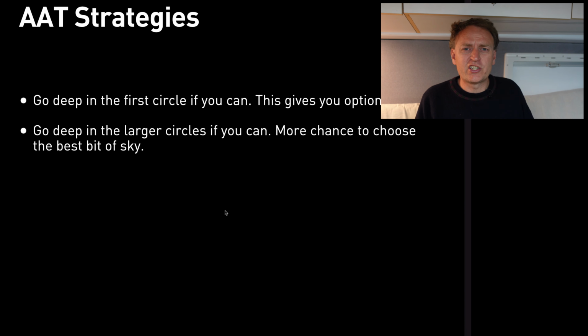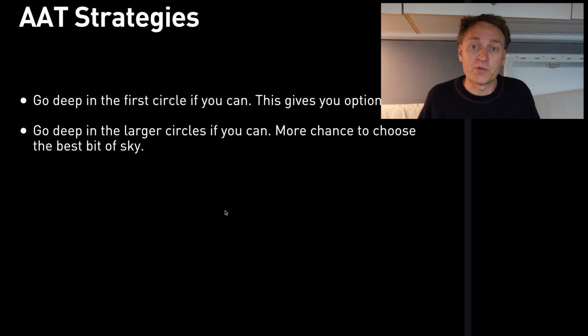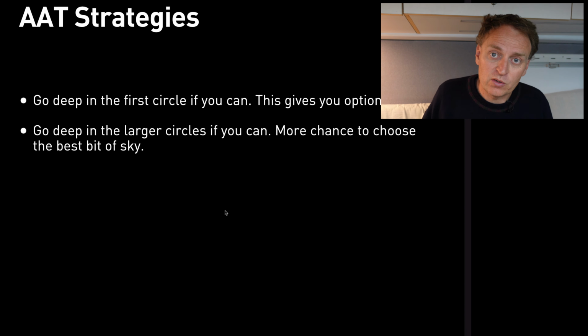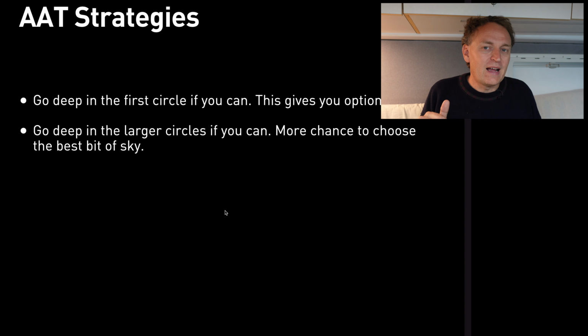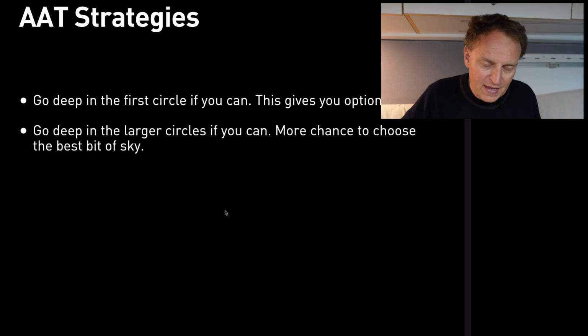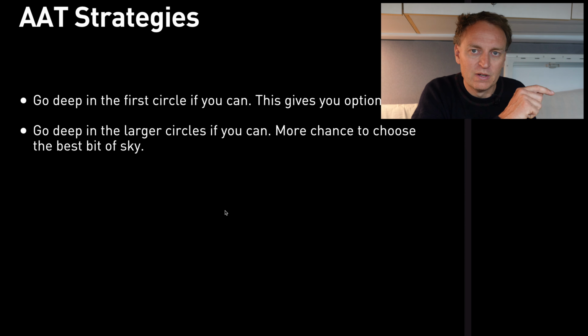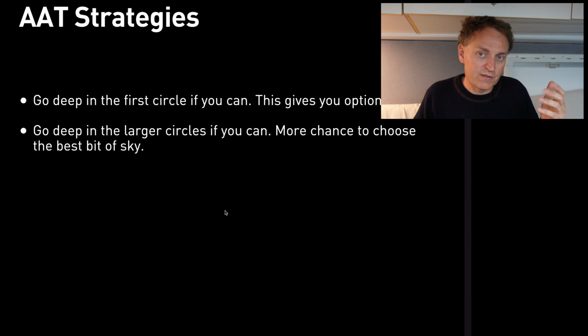So some basic strategies. Go deep into the first circle if you can. It basically just gives you more options later. If you're not sure what the weather's going to be like later, or at a far turn point later on, and the first one is reasonable weather, you might as well go into that one. Then you don't have to go as far into the later ones. However, if the weather's stronger than expected, you can go deeper into those later ones. So it just gives you more options.